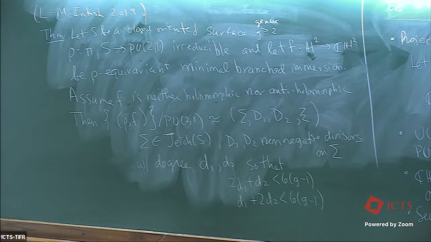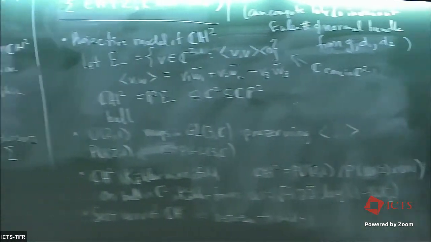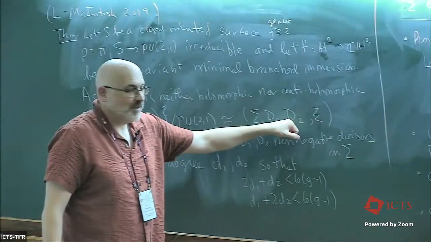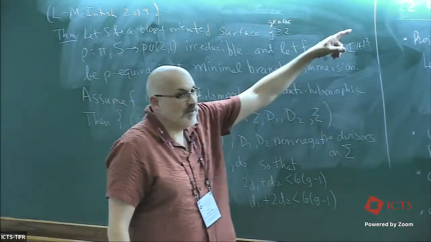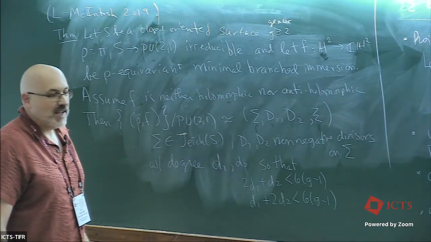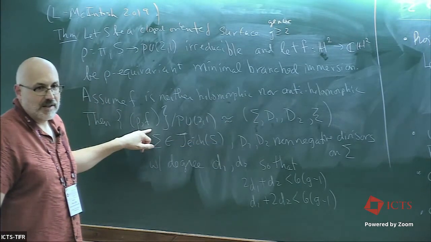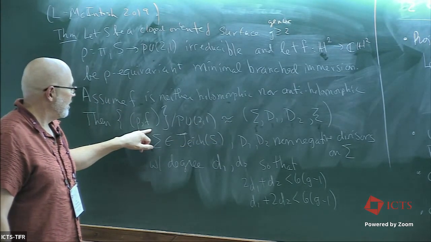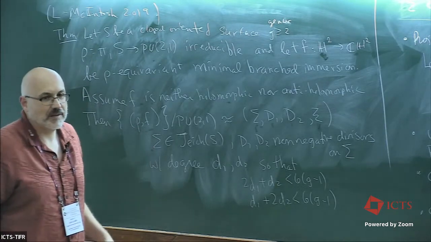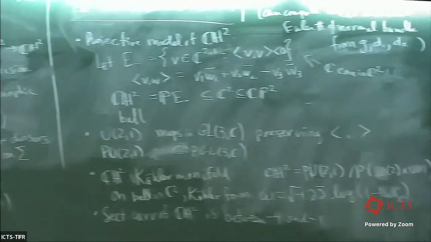So let's see. We're starting with these data. Start with sigma. You add in D1, D2 on sigma. You add in C, which depends on everything, right? Then you produce this. So the main content of the theorem is going from here to here. Okay.